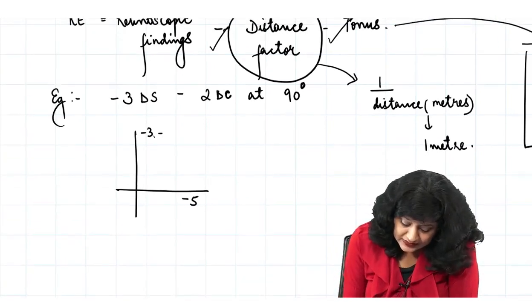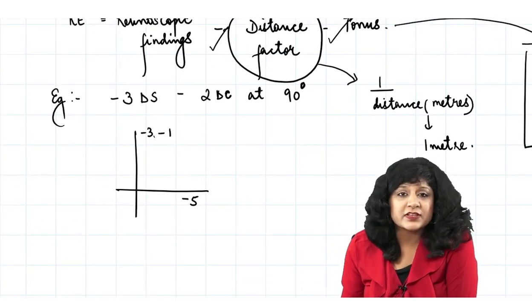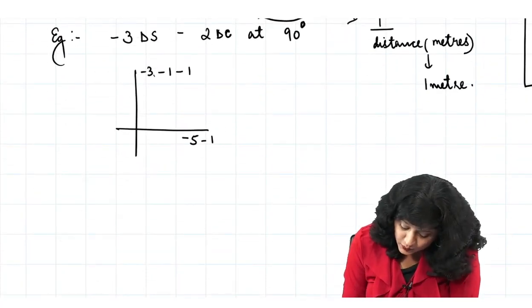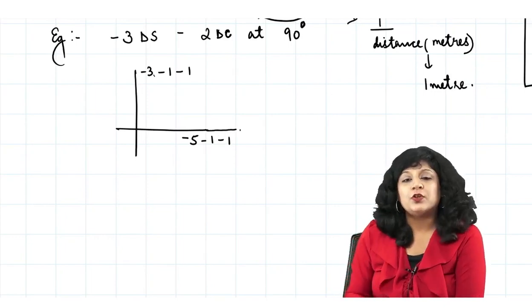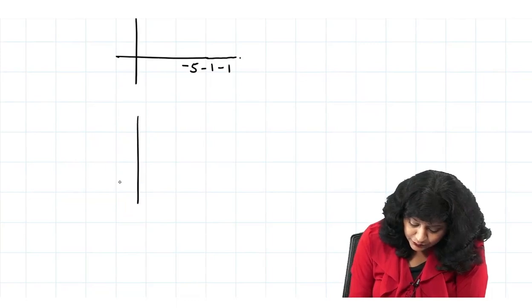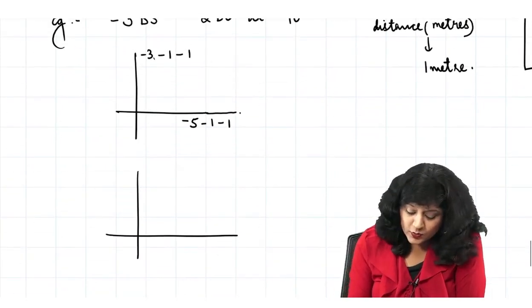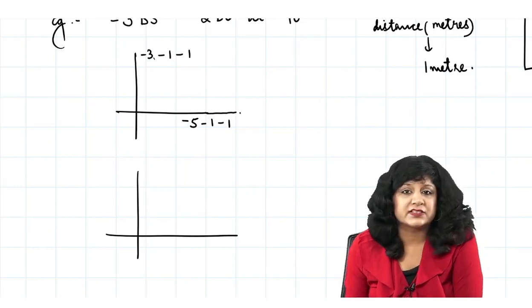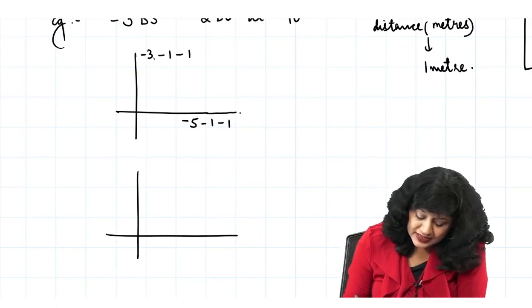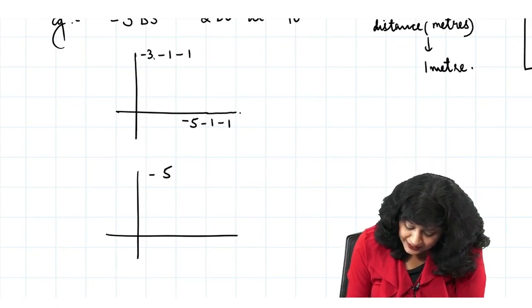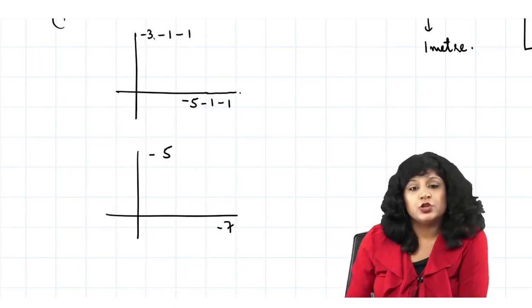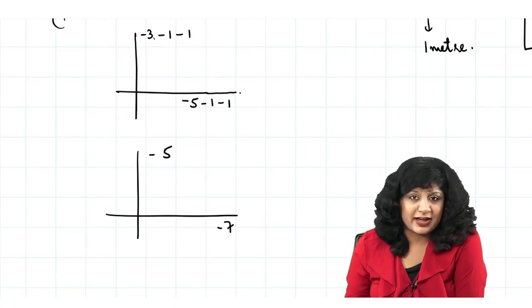So what is the distance factor? -1. And what is the tonus? -1. Similarly here, what is the distance? -1. And the tonus? Again -1. So what are you going to get finally? Because these are minus, they will add up. So here it becomes -5, and here this is your -7. So this will be your final refractive error.